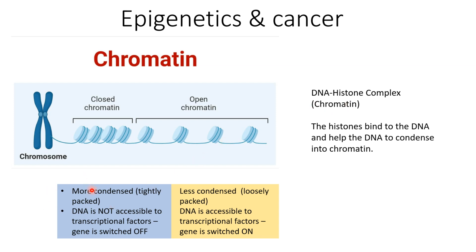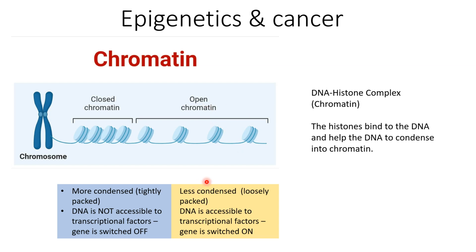Now, I have two boxes here. First box: if the DNA is wrapped around really, really tightly, we call this more condensed, then the transcription factor cannot have access to the promoter region. The transcription factor cannot bind to the DNA. So that will cause the DNA to be switched off. So that particular gene will not be transcribed.